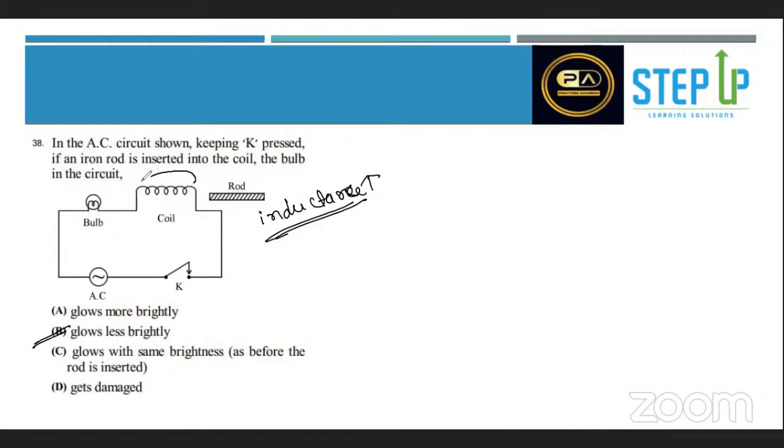That is what I think. When you insert a conductor inside a coil, whether it's resistive, capacitive, or inductive material, it will increase the inductance, or the resistance, or the capacitive reactance. Because of that, the glowing of the bulb will be less. So the option will be B, it glows less brightly.